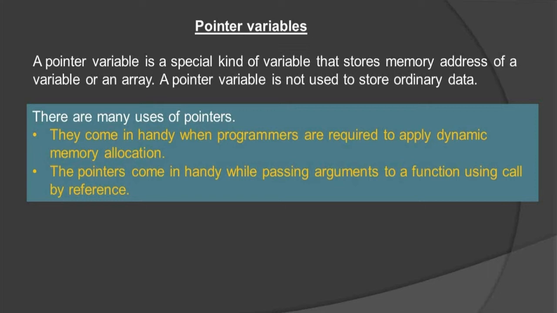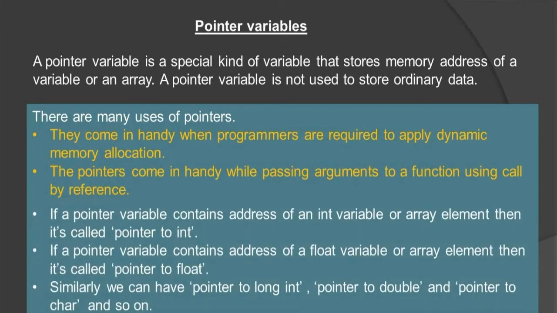Pointers also come in handy when passing arguments to a function using call by reference. This is a topic that we will cover in our next sections. Now, if a pointer variable contains the address of an int variable or an int array element, then it is called a pointer to int. Similarly, if a pointer variable contains the address of a float variable or float array element, then it is called a pointer to float, and so on.